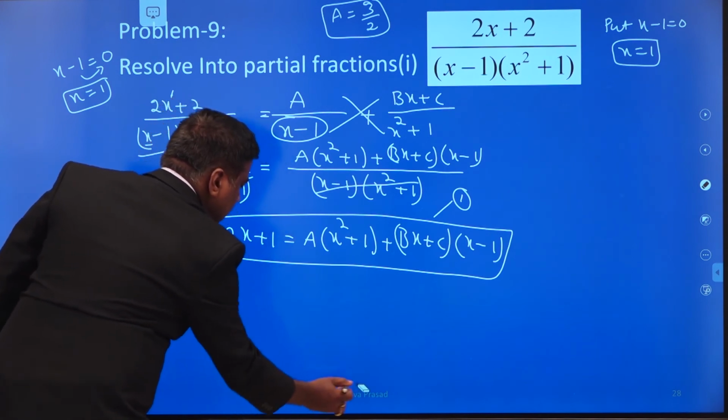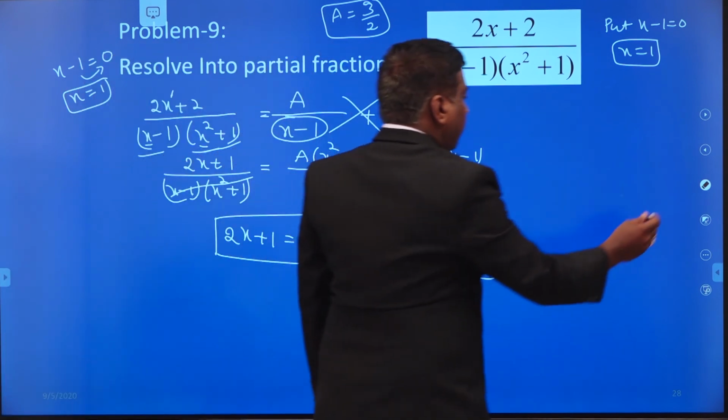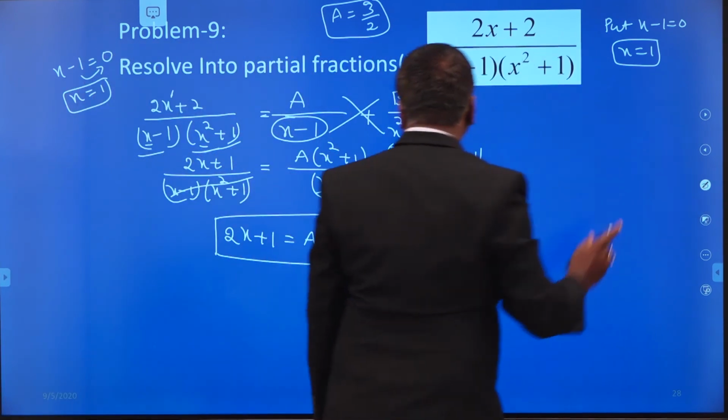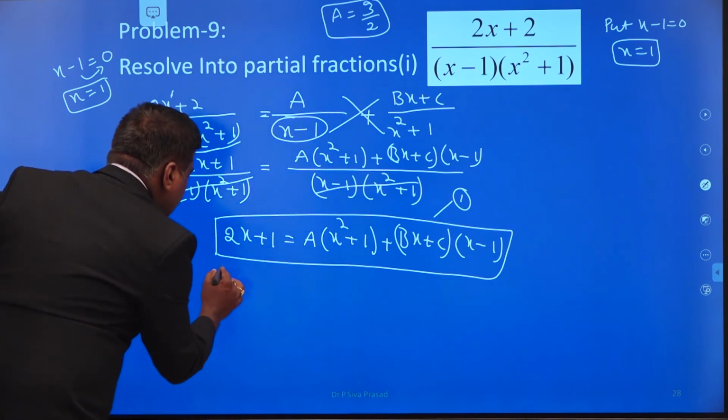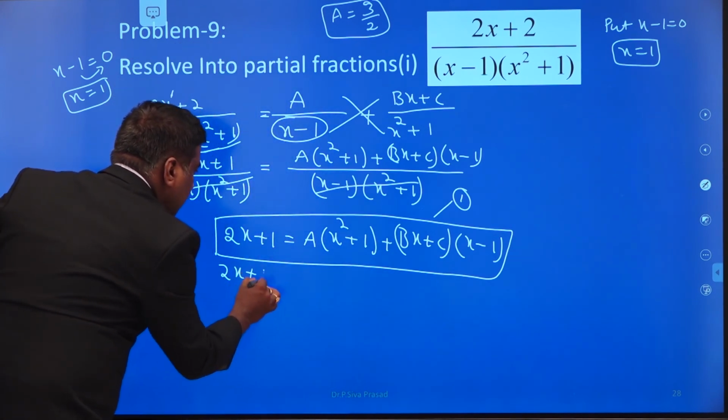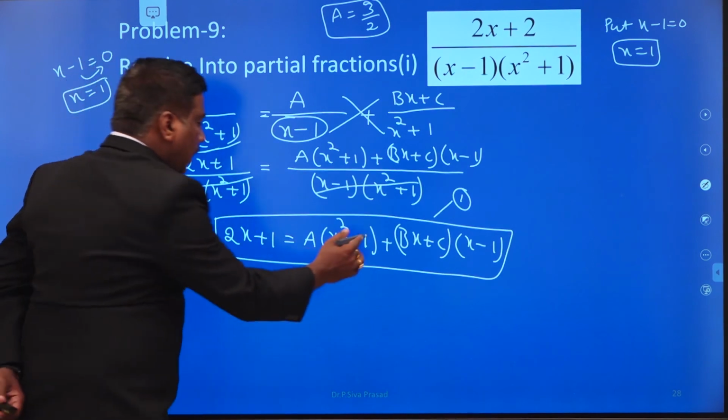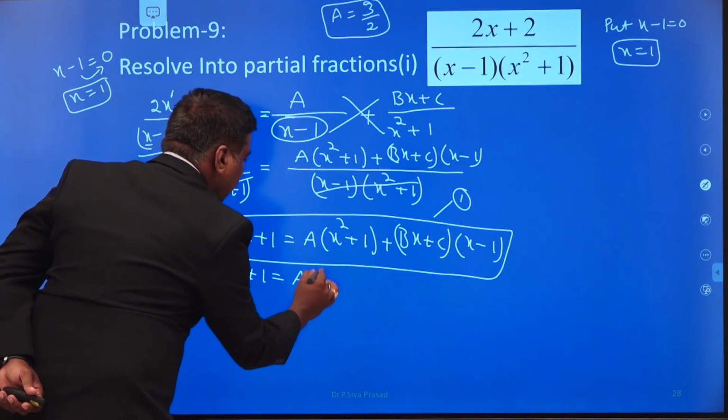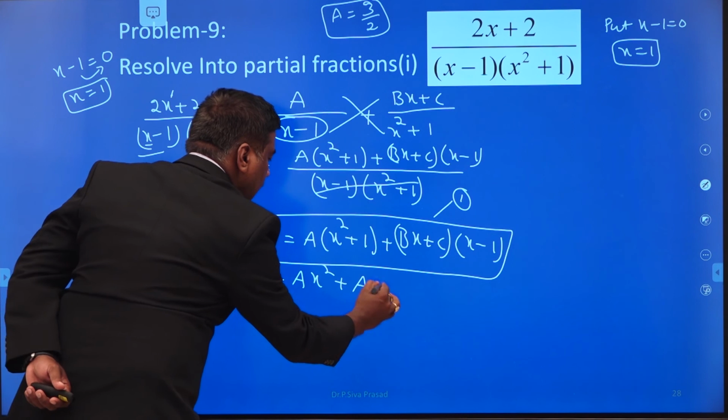Therefore, now we simply have to multiply. Then this is 2x plus 1. 2x plus 1 is equal to multiplying with A, that is ax square plus A plus.